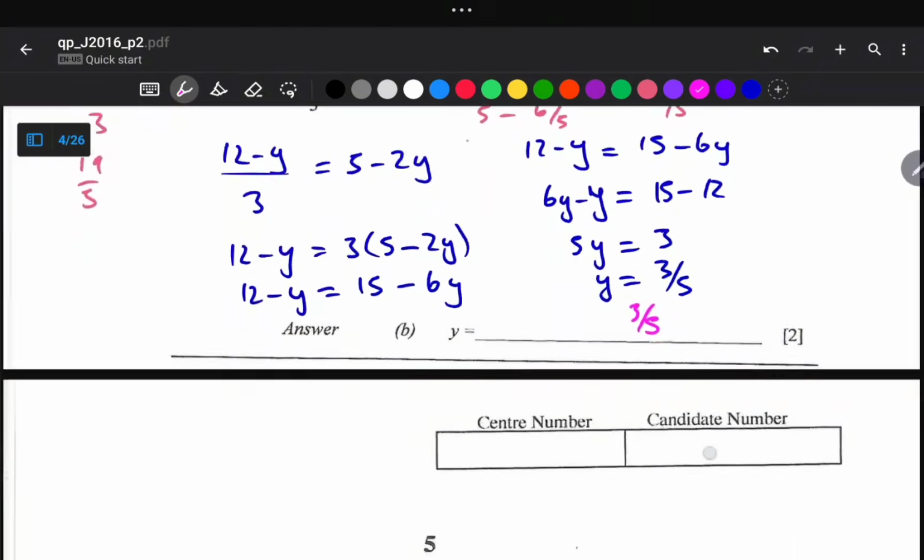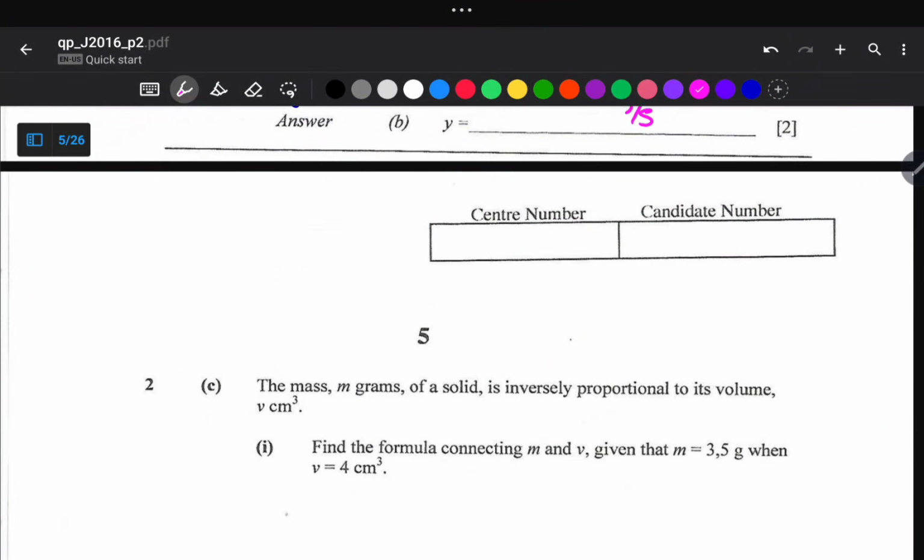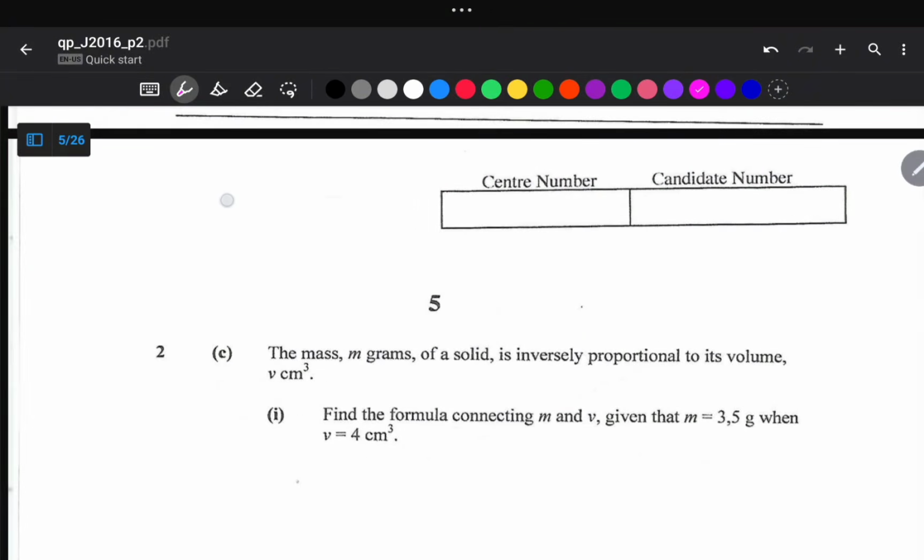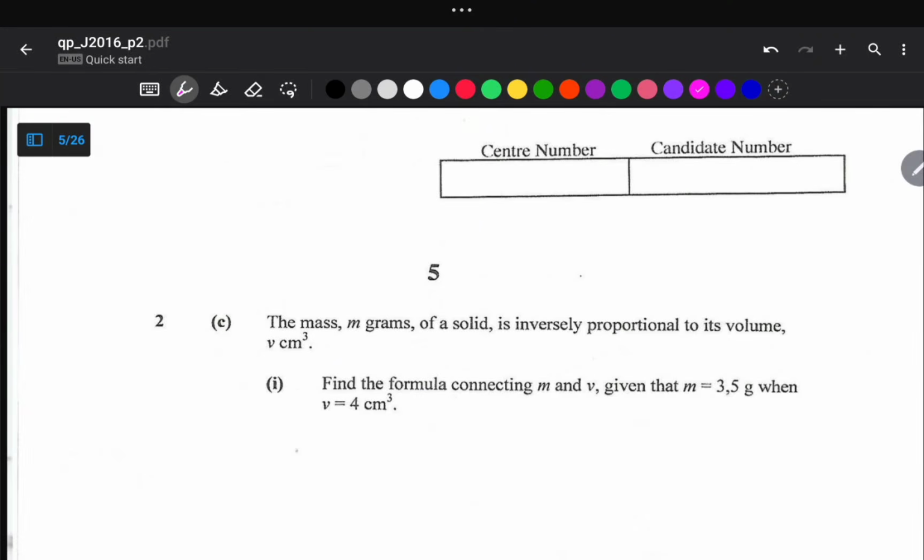Okay, and let us move on to part C of our question number 2, which says the mass m grams of a solid is inversely proportional to its volume v cubic centimeters. So in the first part of the question, we are required to find the formula connecting m and v, given that m is equal to 3.5 grams when v is equal to 4 cubic centimeters. Okay, so we are given that m is inversely proportional to v, our volume.